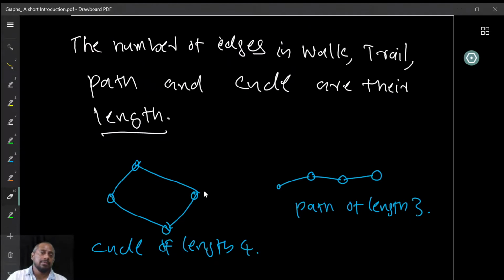Now, for all these walks, trails, paths, and cycles, the length is the number of edges in it. If a walk is given, look at the number of edges, not necessarily distinct edges. All the edges are counted every time you traverse one. So that is called the length of the walk, trail, path, or cycle. The cycle here has length 4 because there are 4 edges in this cycle. Similarly, in this path, there are 4 vertices, but only 3 edges, so the length of the path is 3.